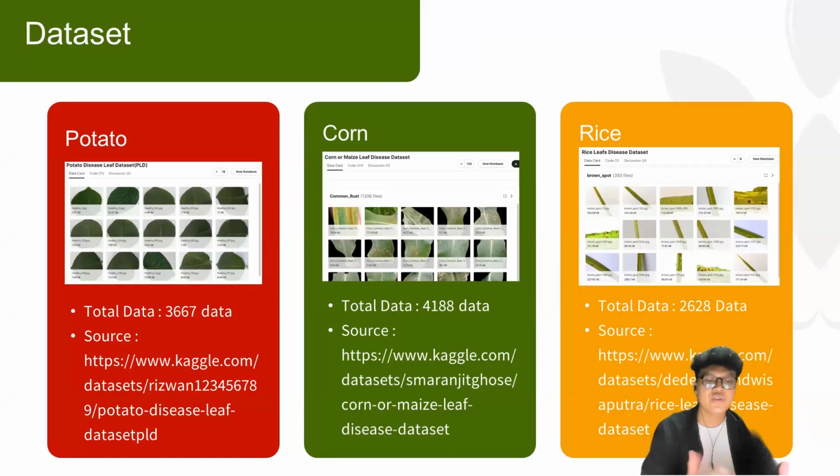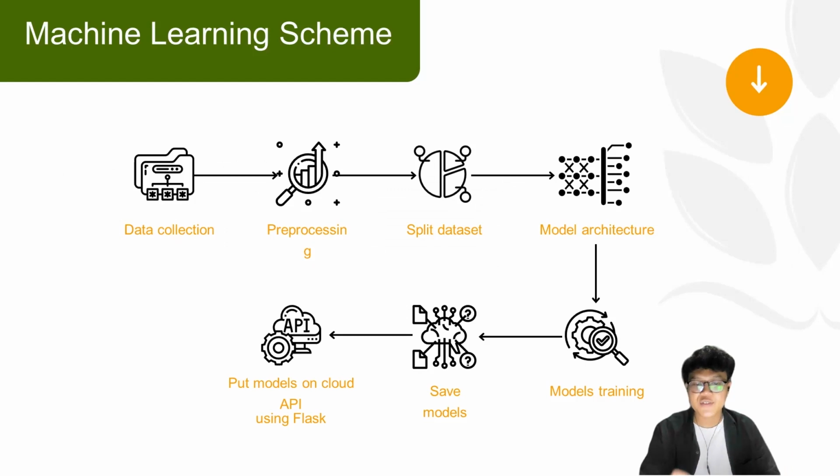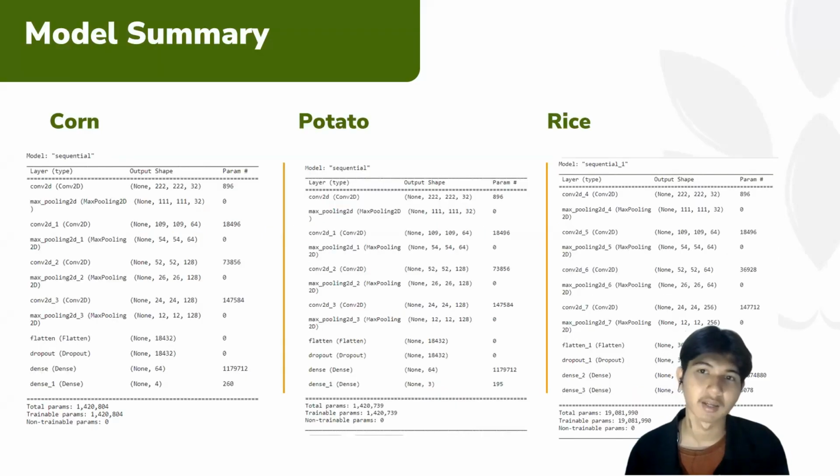This is the dataset we use to build our machine learning model. And this is our machine learning flow. First, we do data collection, then pre-processing data, split dataset, make a model architecture, train the model, save the model, and finally put the model on the cloud API using Flask. Okay, model summary. The model summary for our approach involves using 3 hidden layers and 1 output layer. You can see on this page.